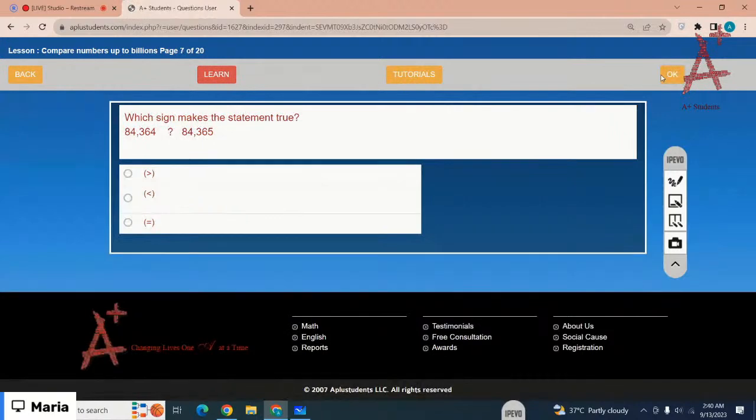Which sign makes the statement true? 84,364 and 84,365. So which is the correct option? Yes, 84,364 is less than 84,365, right?